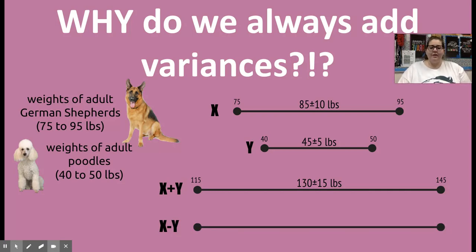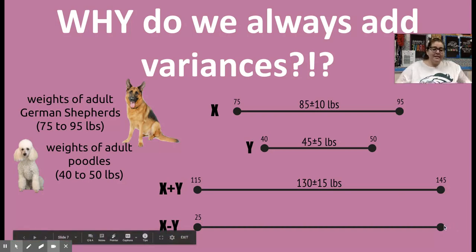So initially you might be like, oh, 75 minus 40 is going to be the low end. But remember, we're talking about what is the smallest difference in weights that I could get between any German Shepherd and any poodle. So if the German Shepherd weighed 75, a really small German Shepherd, and our poodle weighed 50, a really big poodle, then the smallest difference that I could get in their weights is 25.